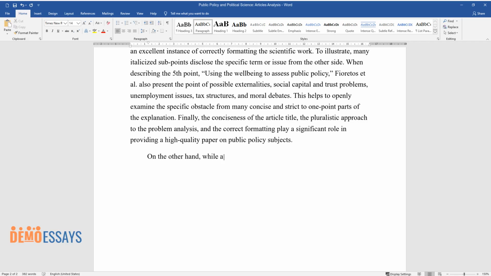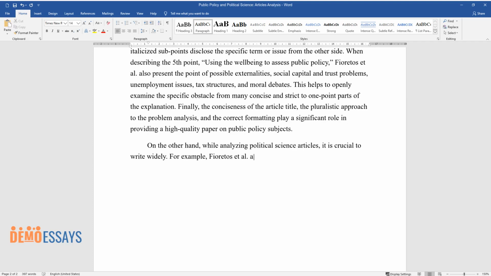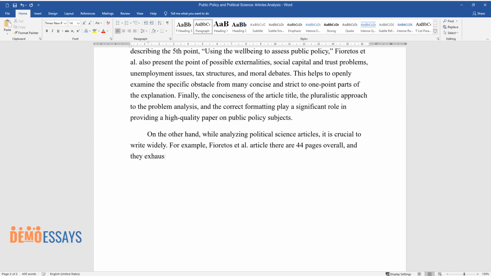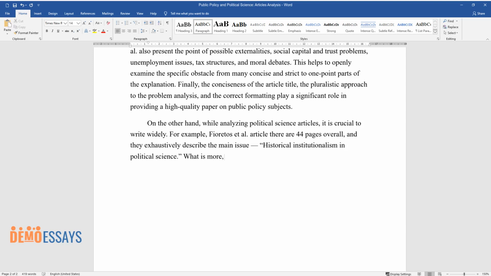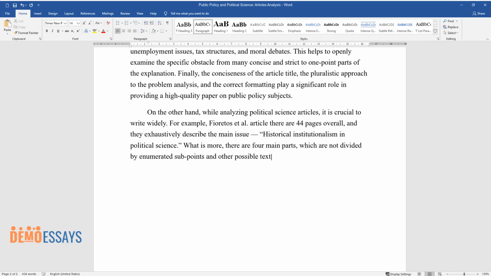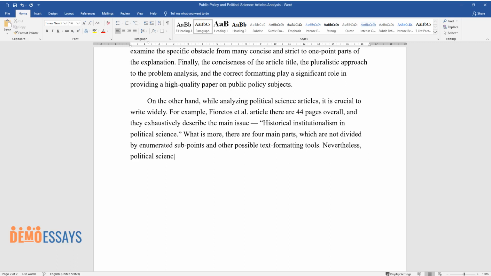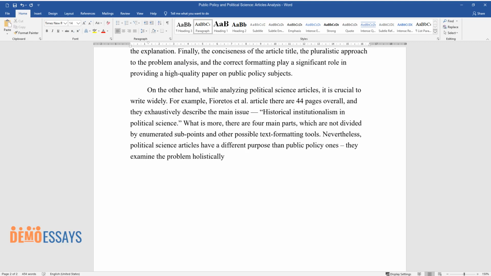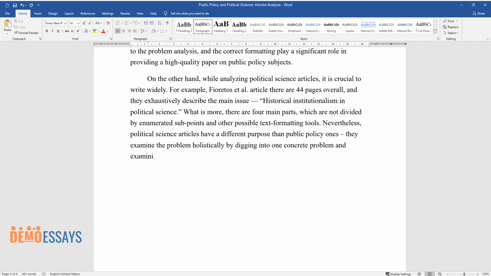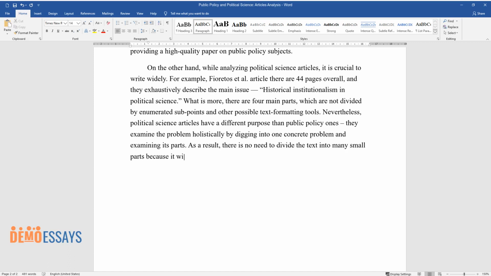On the other hand, while analyzing political science articles, it is crucial to write widely. For example, in Fioretos et al.'s article there are 44 pages overall, and they exhaustively describe the main issue, historical institutionalism in political science. What is more, there are 4 main parts, which are not divided by enumerated subpoints and other possible text formatting tools. Nevertheless, political science articles have a different purpose than public policy ones. They examine the problem holistically by digging into one concrete problem and examining its parts. As a result, there is no need to divide the text into many small parts because it will only distract the reader from analyzing it.